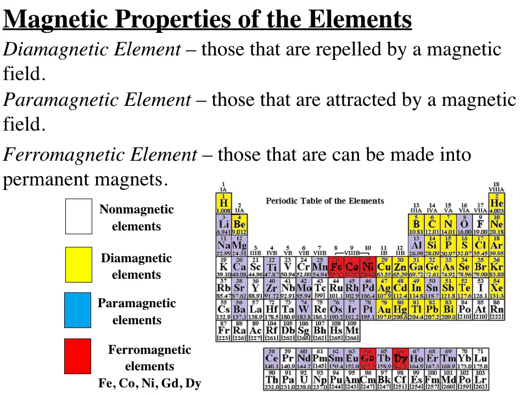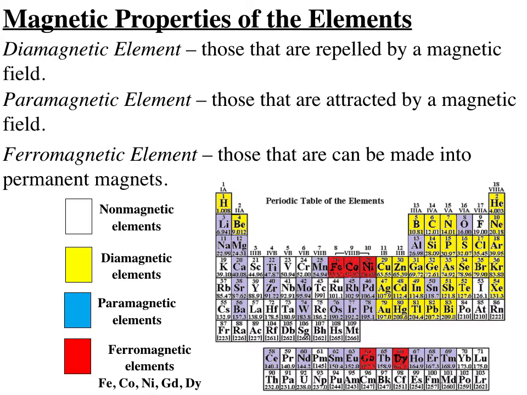Now, in addition to that, we have something which we will call a diamagnetic element. Diamagnetic elements are elements that are repelled by magnetic fields when they are placed in them. So what I show on this particular slide is the periodic table, and it has 4 different colored schemes to the boxes. If there is no color in the box, it is a non-magnetic element. If it is a yellow element, it's a diamagnetic element. If it's a blue element, it's paramagnetic, meaning it can be attracted by a magnet.